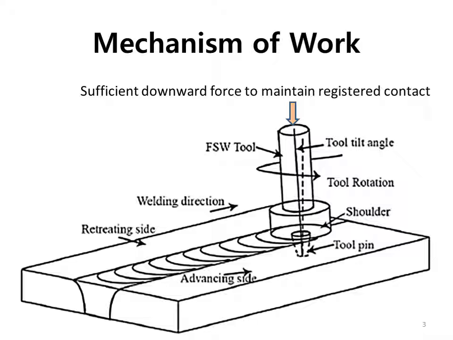So this is the mechanism of work. There is a sufficient downward force to maintain registered contact. The pressurized layer is formed by direct interaction with the tool's shoulder and pin, and the material moves to the trailing edge of the tool. This is a schematic for friction stir welding.